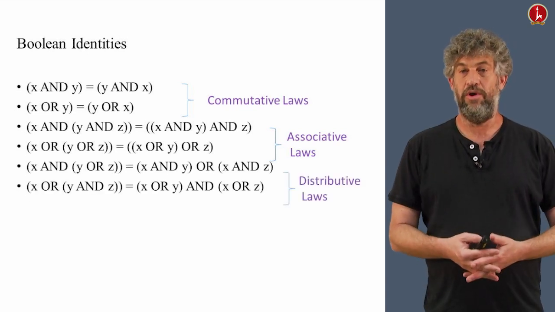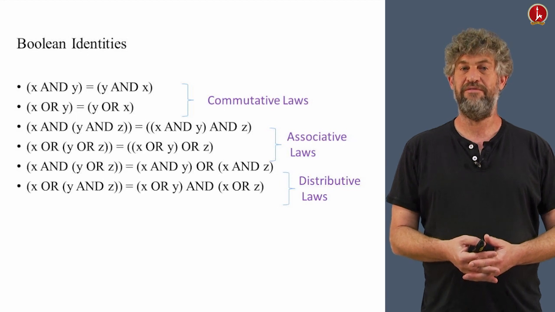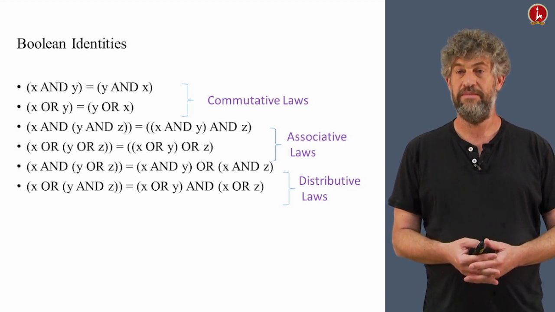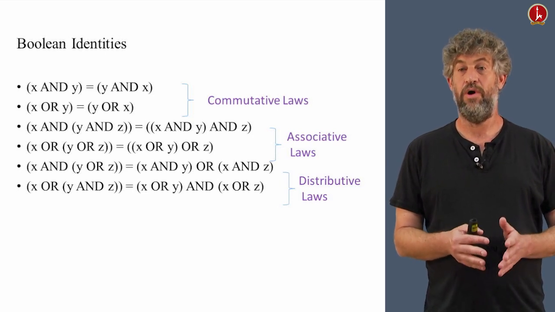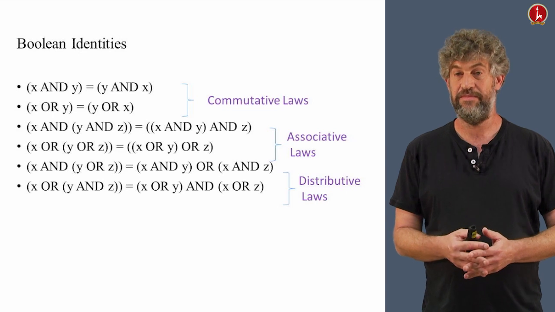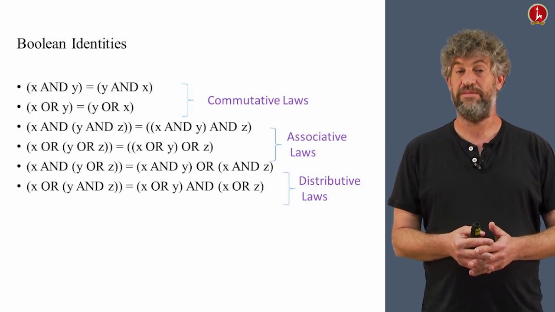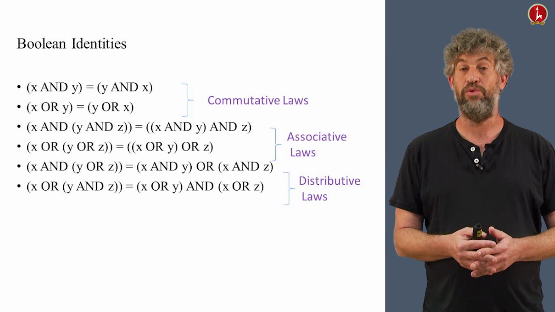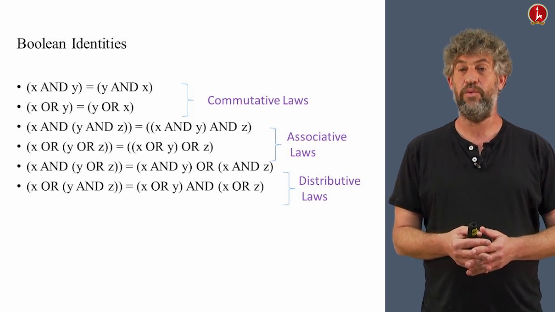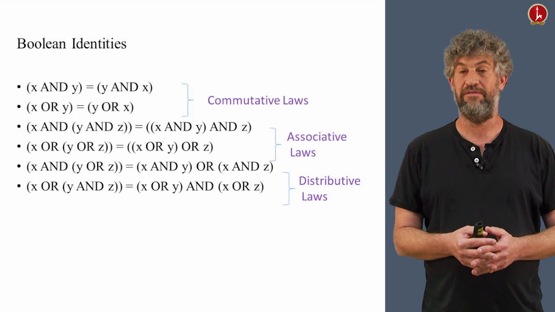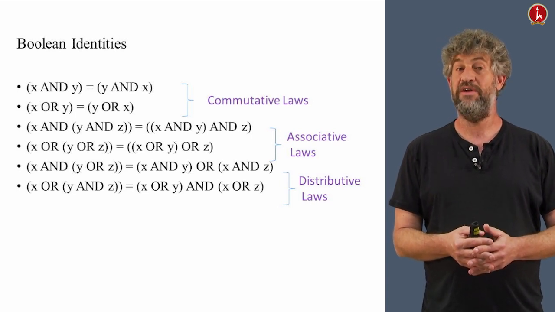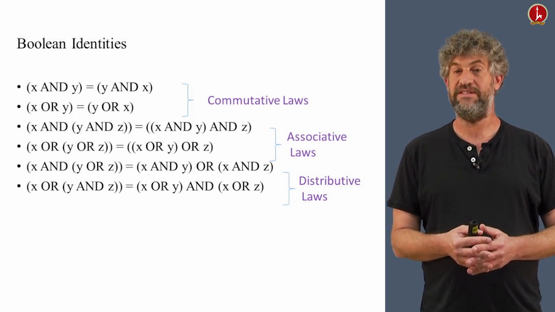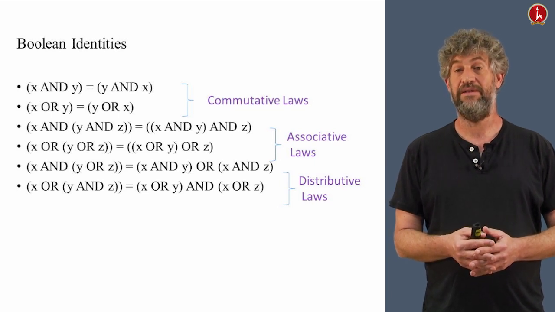Another well-known law is the distributive law. If you have x and (y or z), that turns out to be exactly equal to (x and y) or (x and z). Now, as opposed to the usual arithmetic, where we only have a distributive law of multiplication over addition, here we have both the distributive law of and over or, and the dual law of distributive law of or over and. The same trick works if you want to do x or (y and z), that's (x or y) and (x or z).